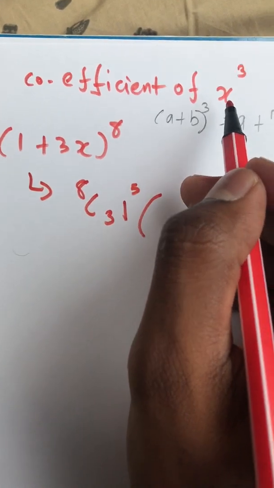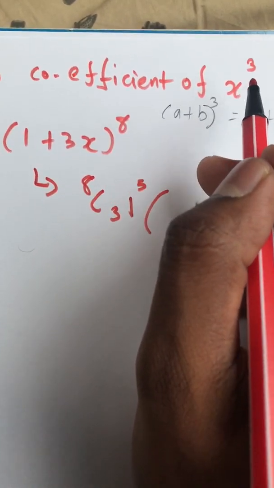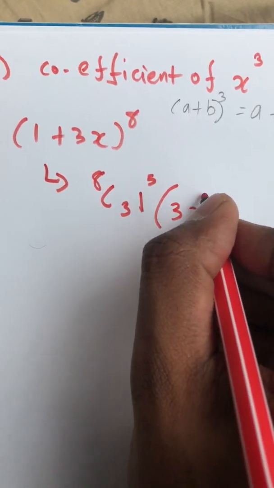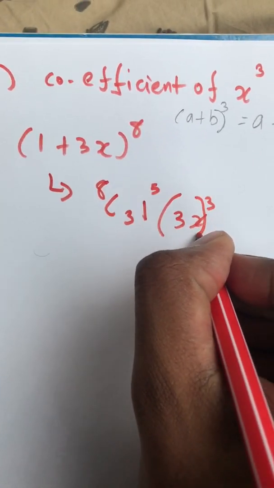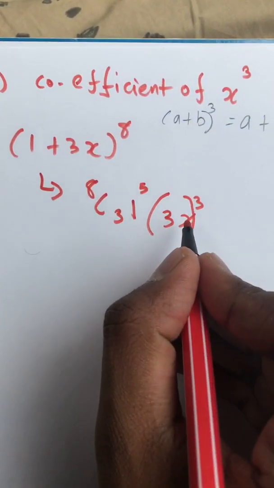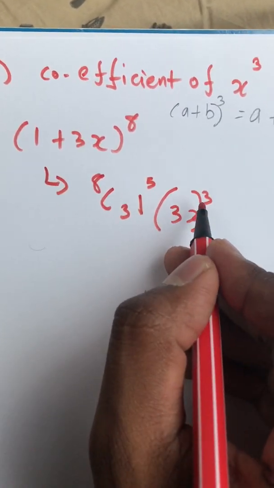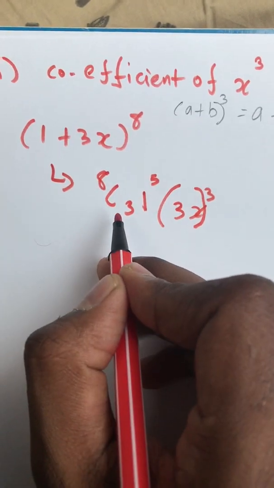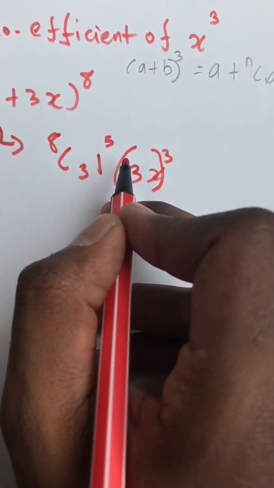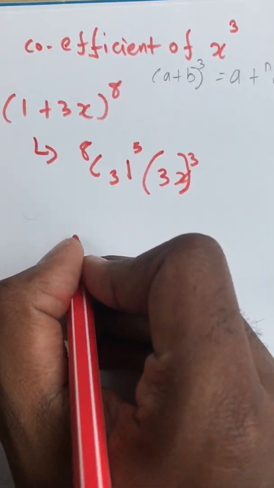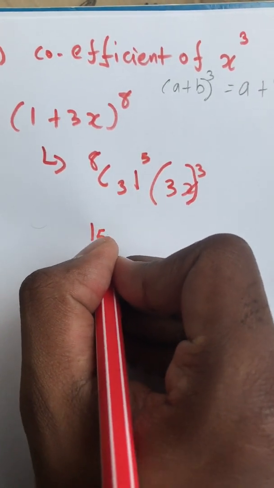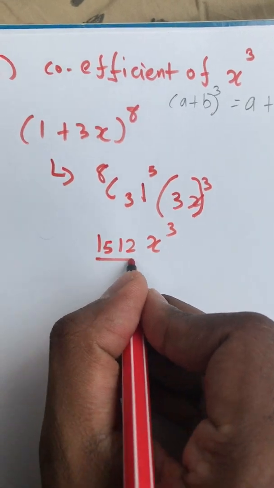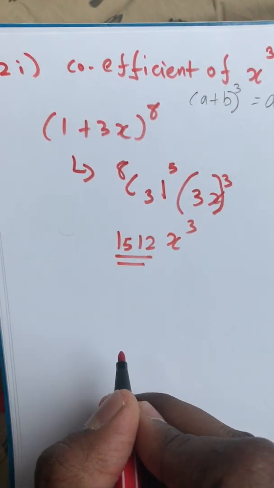Here comes the tricky part. You're looking for what, guys? Ask yourself, you are looking for x cube. Since you are looking for x cube, here you're expecting to see (3x) cube, correct or not? Don't put it the wrong way around. If here is 3, here will be 5, because 5 plus 3 must give us 8, and this one will follow what power you're looking at. By pressing in the calculator, you'll get 1512 x cube. So your coefficient for x cube will be 1512, as simple as that.